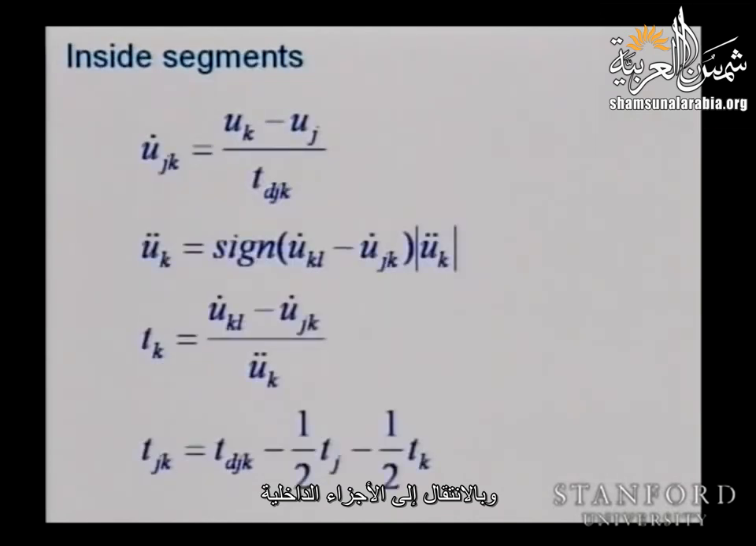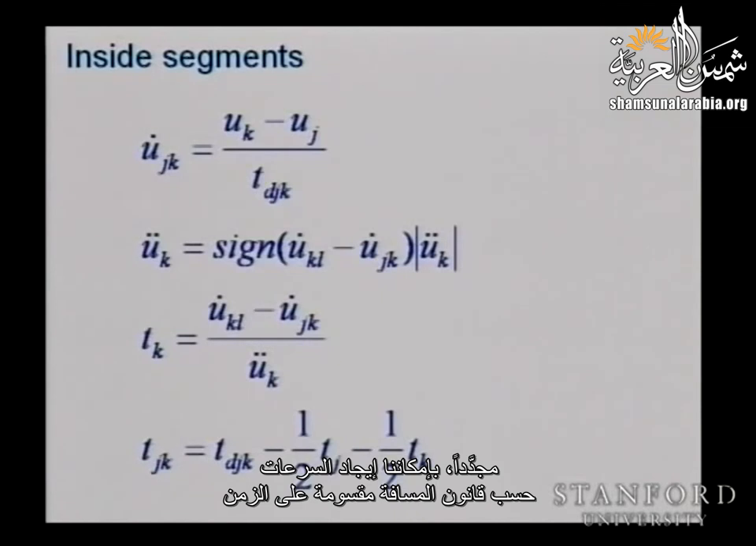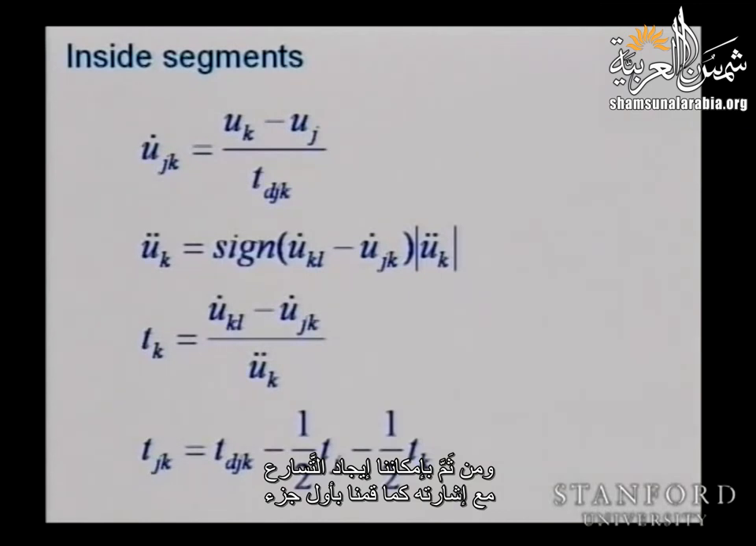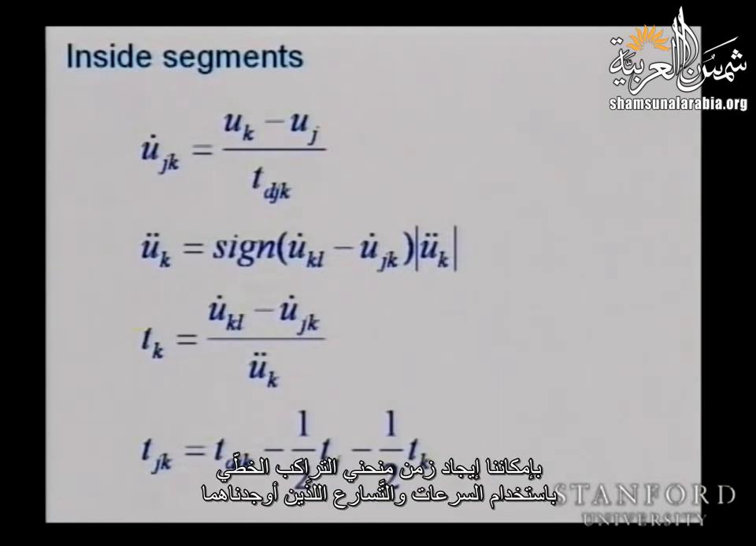Then moving on to the inside segment, again we can find the velocities, just simple, position over time. Then we can find the signed acceleration the same way as for the first one. We can find the time for the linear blend by using the velocities that we found and the acceleration.